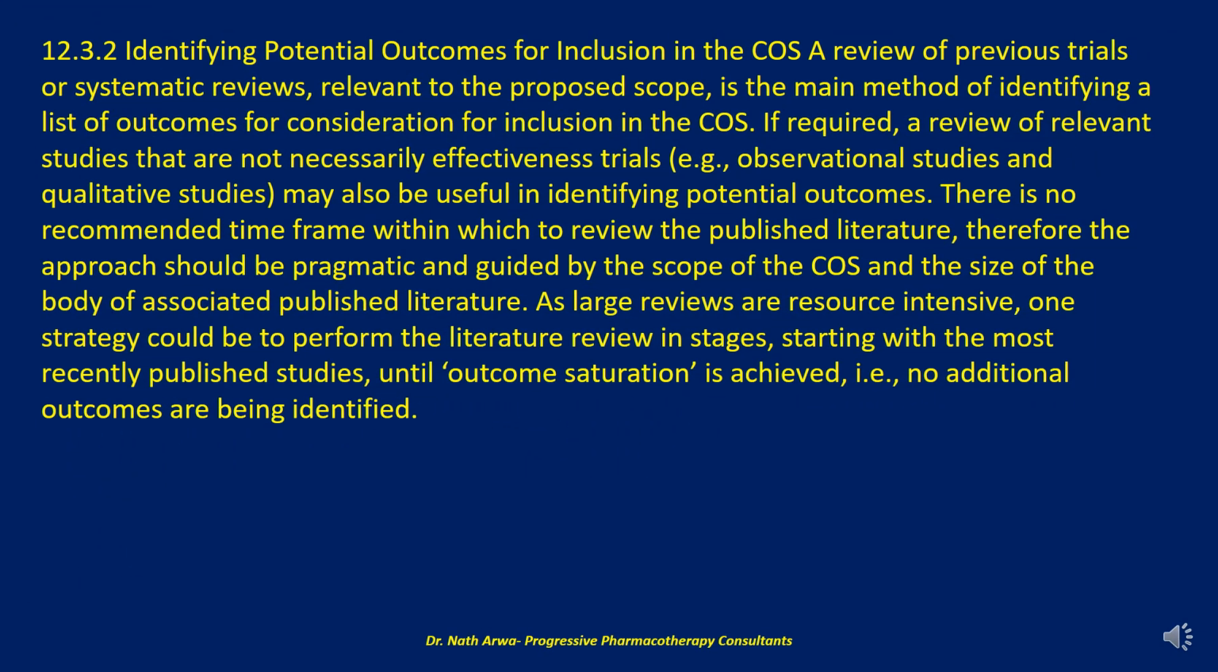And now we will look at identifying potential outcomes for inclusion in the core outcome set. A review of previous trials or systematic reviews, relevant to the proposed scope, is the main method of identifying a list of outcomes for consideration for inclusion in the core outcome set. If required, a review of relevant studies that are not necessarily effectiveness trials, e.g., observational studies and qualitative studies, may also be useful in identifying potential outcomes.